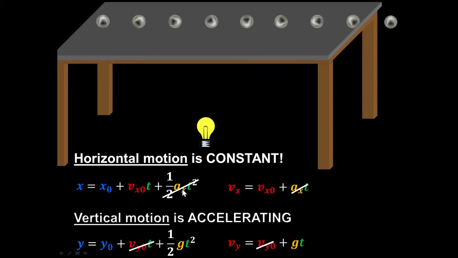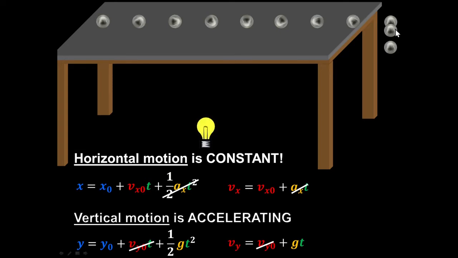So this equation without that term will predict where it's going to be at any time. This equation without that term says that whatever its initial velocity was, its instantaneous velocity is going to be the same, regardless of time, because time isn't a variable there. And then in the vertical direction, it is accelerating, so we can figure out where it's going to be. And it is accelerating, so we can figure out how fast it's going to be.